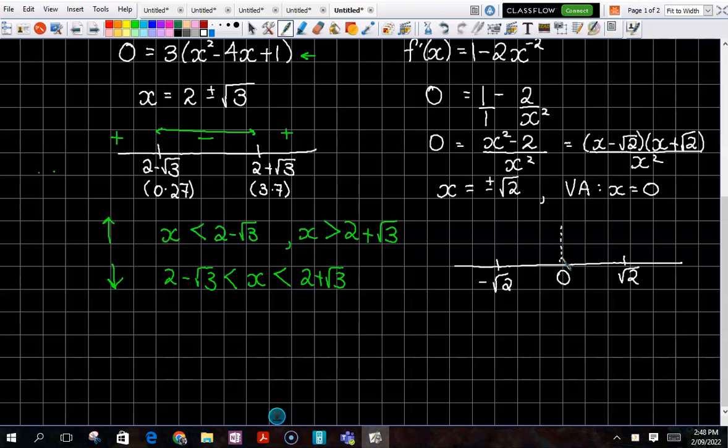But anyway, and now we do the same thing. We go, let's pick a number beyond root 2.